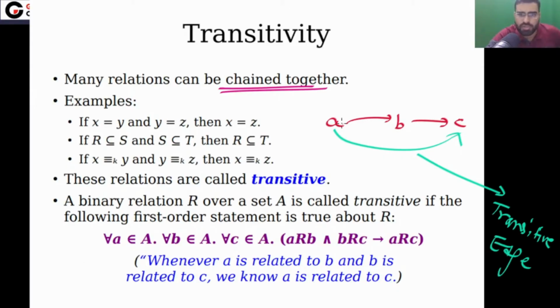Because here A is related to B, and B is related to C, then it should happen that A is related to C. This type of edge is called a transitive edge. Very similar, a very simple definition. So now let's move on.